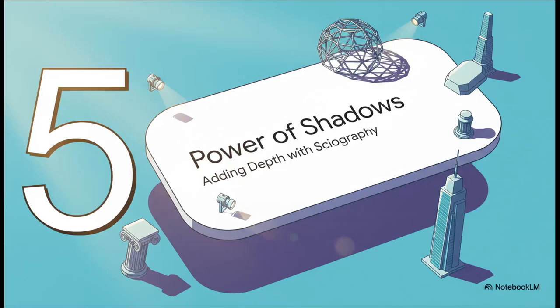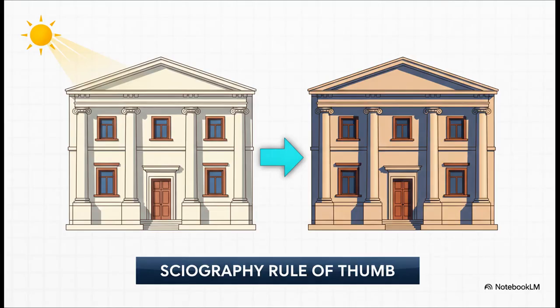Okay, before we finish up, I've got one last pro tip for you. It's a really simple, elegant convention that just breathes life and depth into these otherwise flat drawings. It's the secret power of shadows. So in architectural drafting, there's this standardized practice called psiography, which is really just a fancy term for the study of shadows. The rule of thumb is super simple.